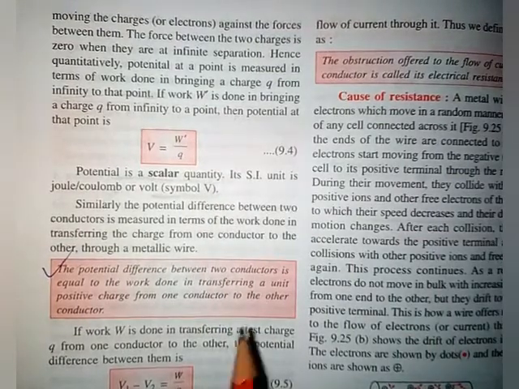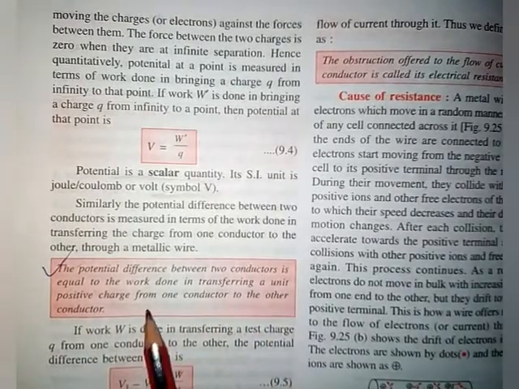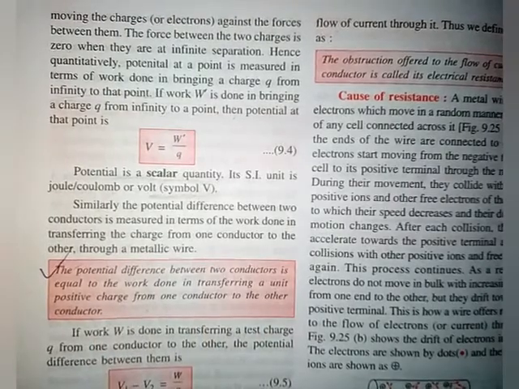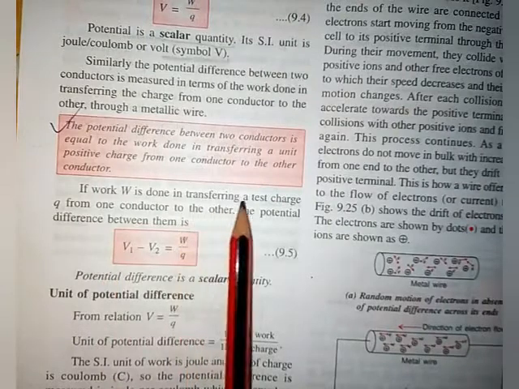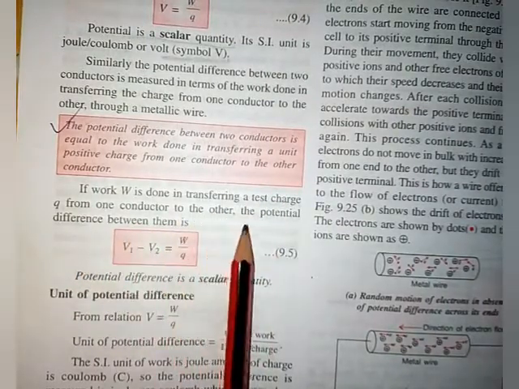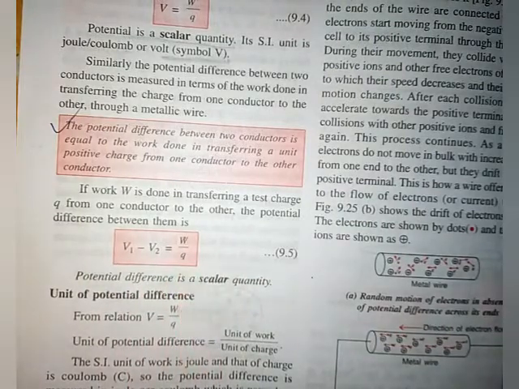Similarly, the potential difference between two conductors is equal to the work done in transferring a unit positive charge from one conductor to the other conductor. If W is the work done in transferring a test charge Q from one conductor to the other, the potential difference between them is V1 minus V2 equals W upon Q.